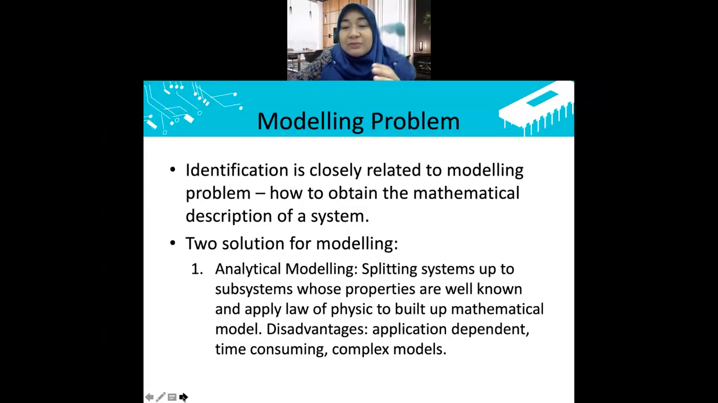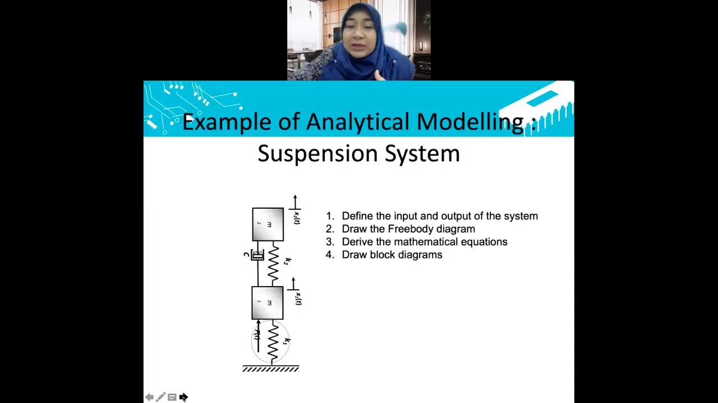So quarter car is the whole suspension system, but we split it into 4 parts so that we just take care of one of it. So let's have a look at the suspension system of a car.